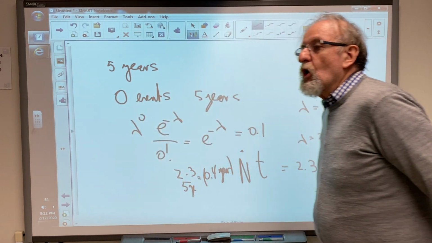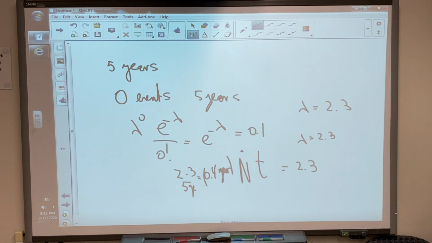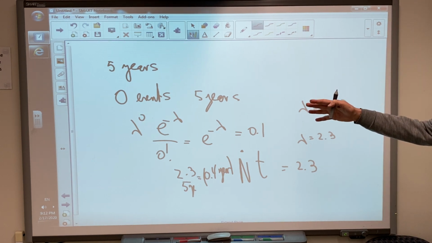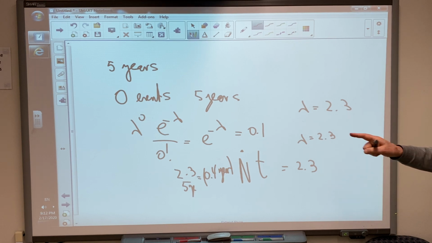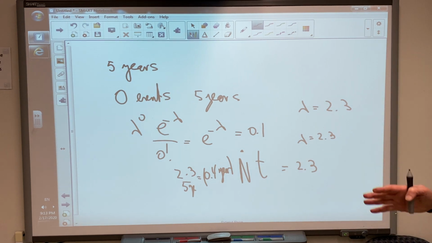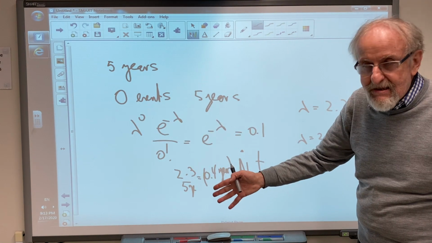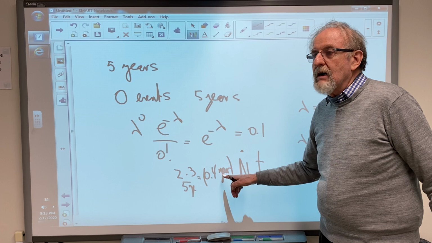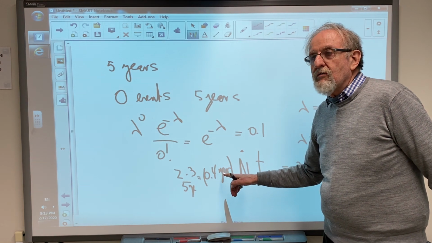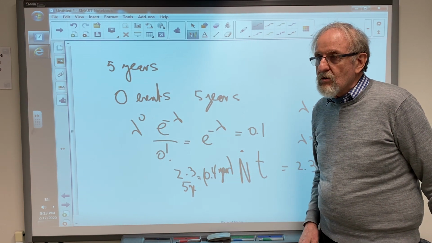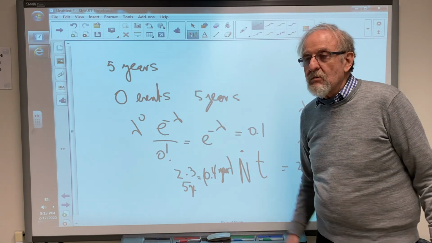So you can say, with 90% confidence, I can say that this process has a rate which is smaller than 0.4, it's no bigger than 0.4 events per year. So you can say with 90% confidence, the rate at which protons decay in this particular sample is at the rate of 0.4 events per year, or less, because that's what I observed.